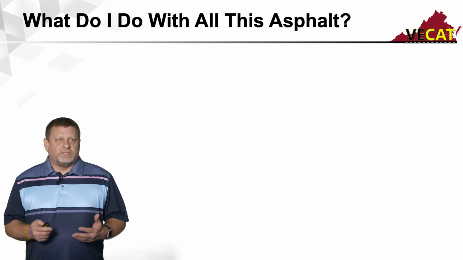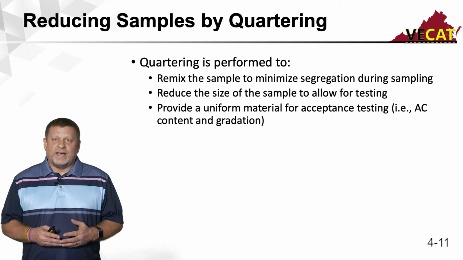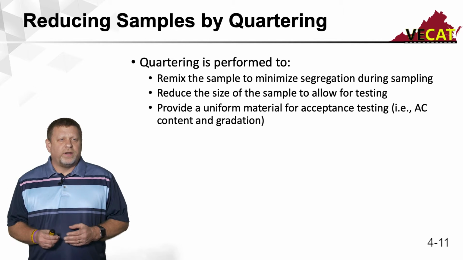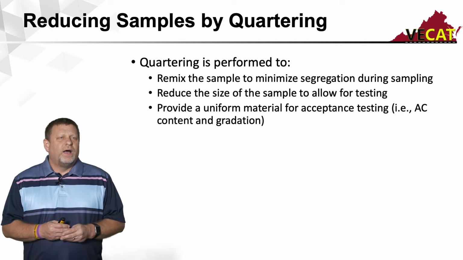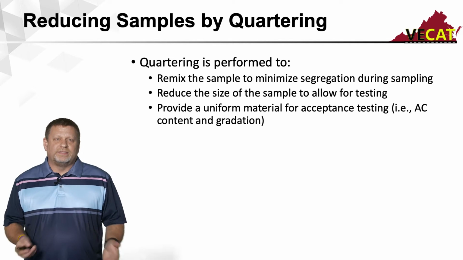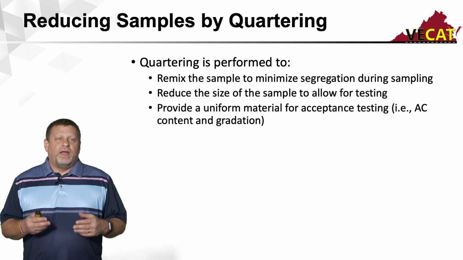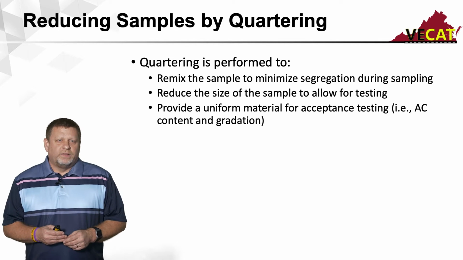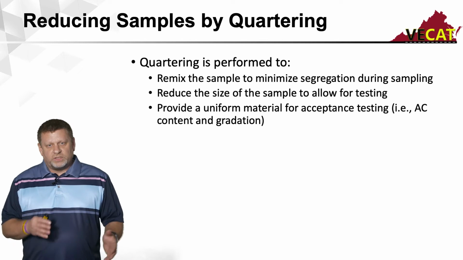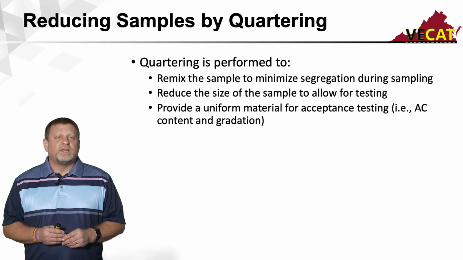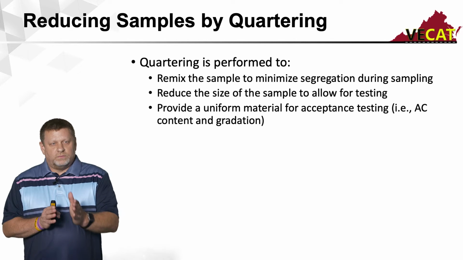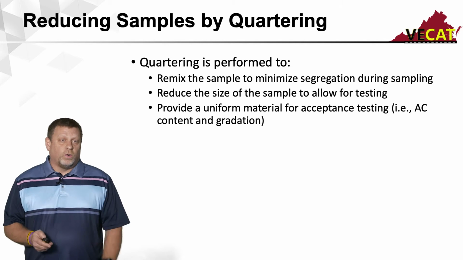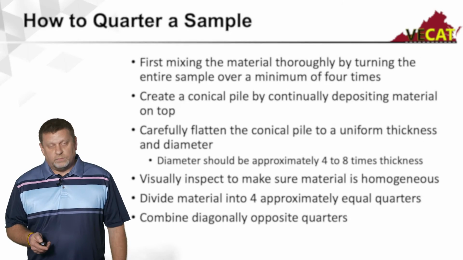So what do I do with all this asphalt I've got now? Well, first I got to reduce it down to a size I can test. This is done by quartering. Basically, in order to do a quartering sample, I have to remix the material as best I can not to segregate it once I've brought it into my laboratory. Once I've done the remixing portion by rolling the material over a few times, I'm then going to quarter it out into uniform quadrants, divided into 4 quarters.